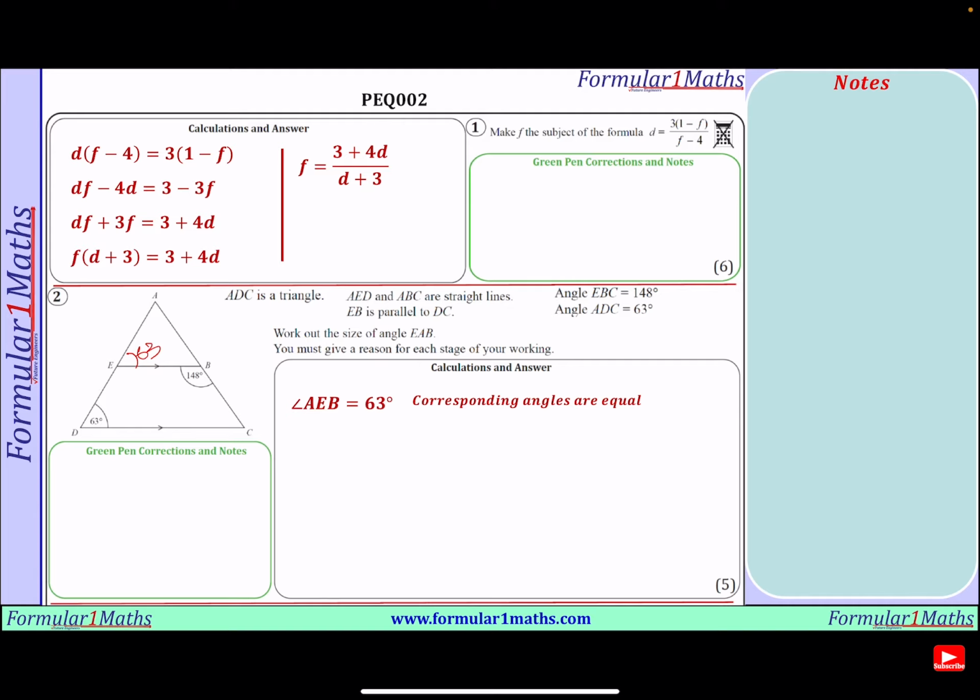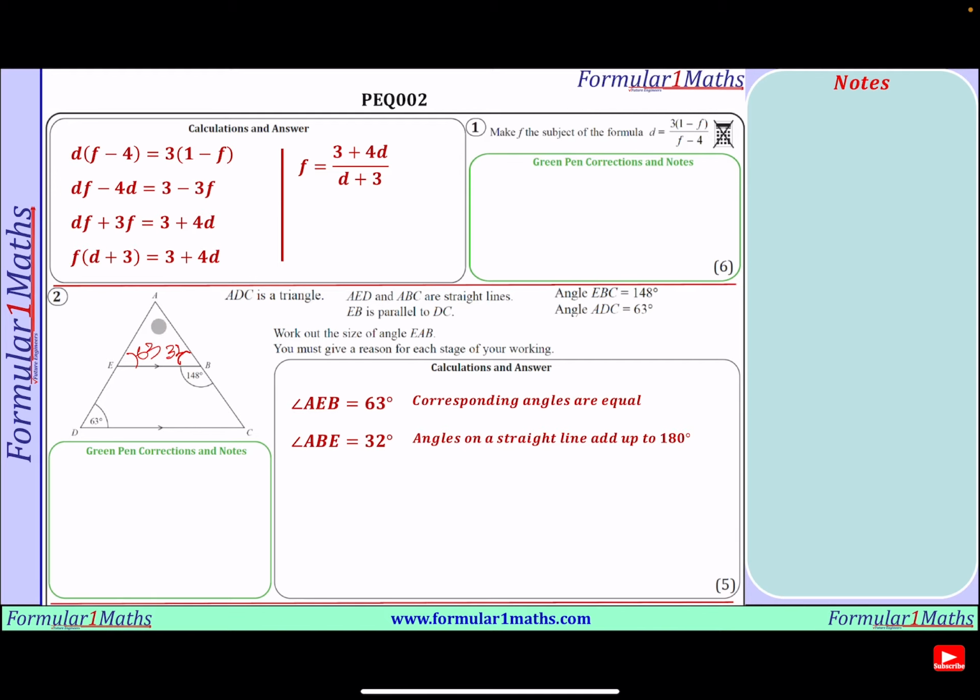Then I need to find this angle here. I know that this angle here and the one I'm looking for are on a straight line. But we know that angles on a straight line add up to 180. So if I take 148 from 180, then I'll get 32. And that reason would be angles on a straight line add up to 180. So that is 32.